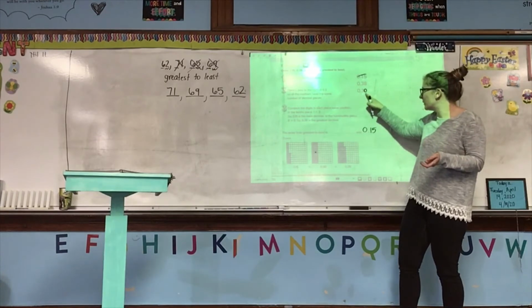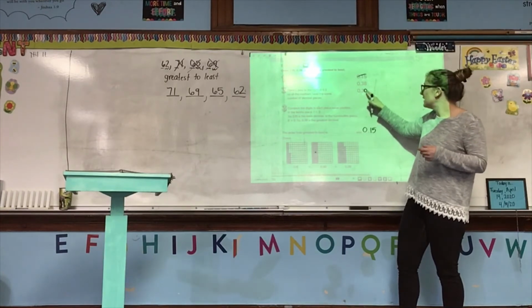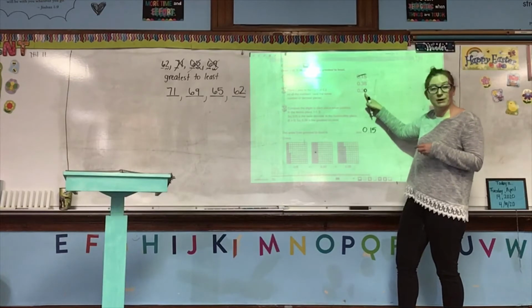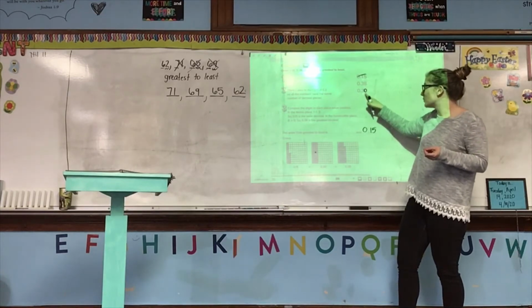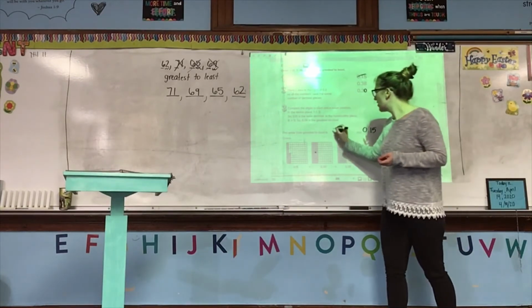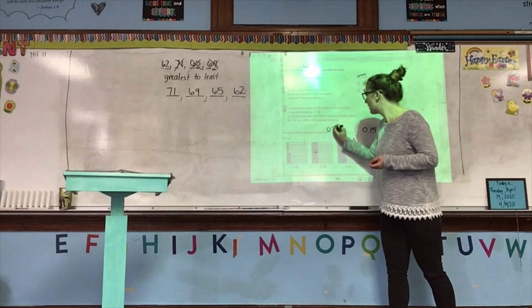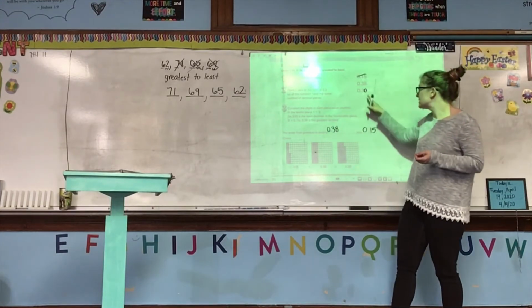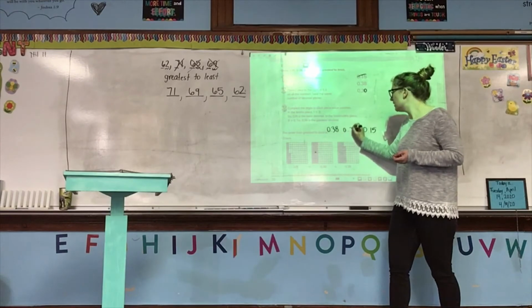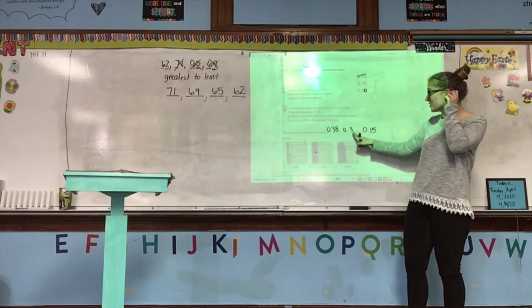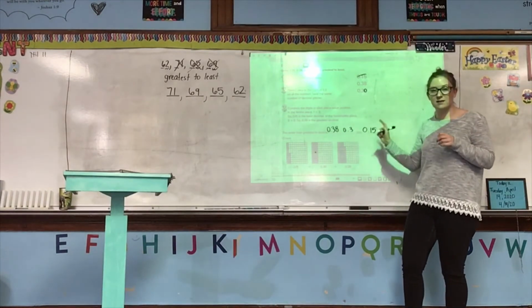I need to move 1 place over to the hundredths. Now I have an 8 and a 0. Well, I know that 8 is greater than 0, so that means 38 hundredths is the greatest, and 30 hundredths or 3/10 is right in the middle.